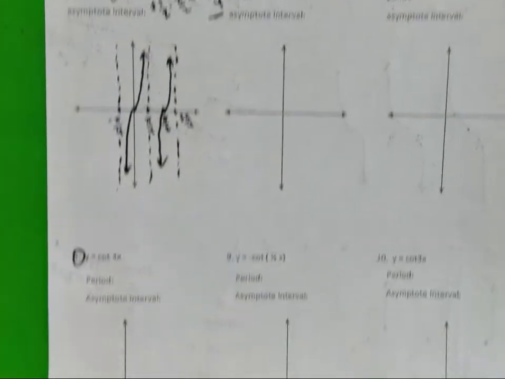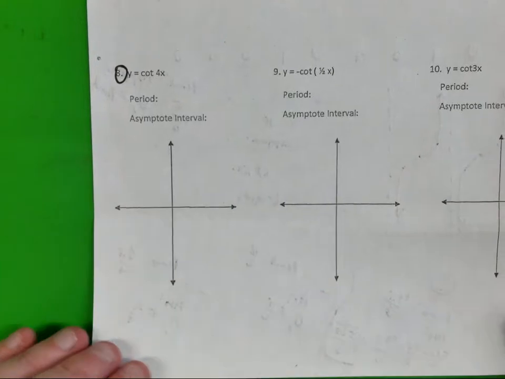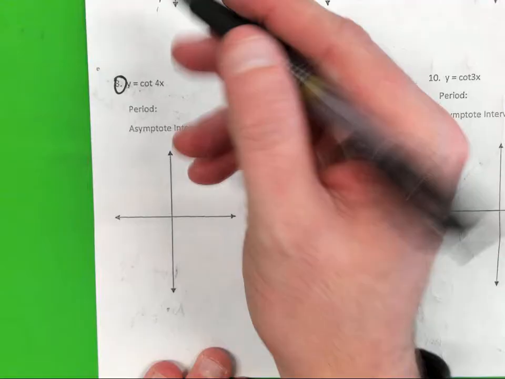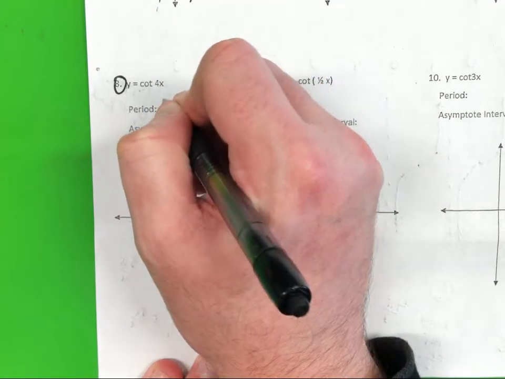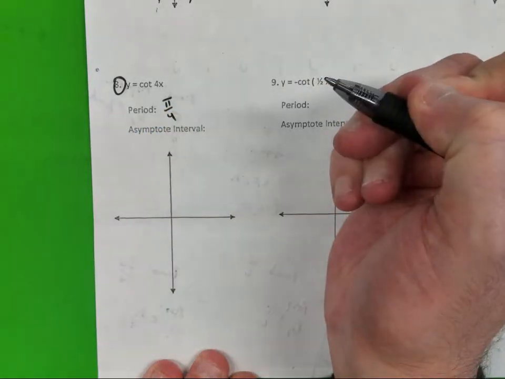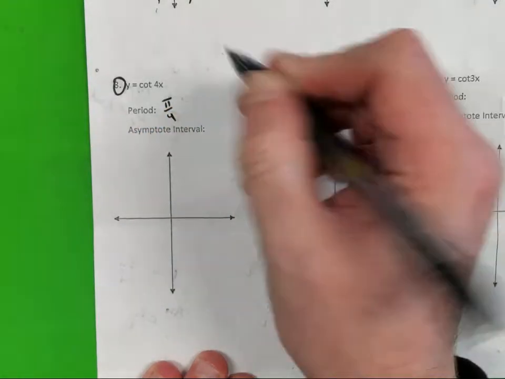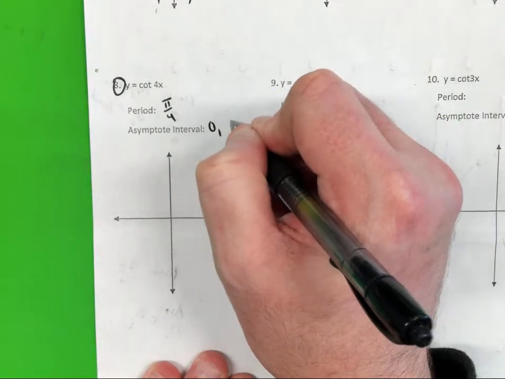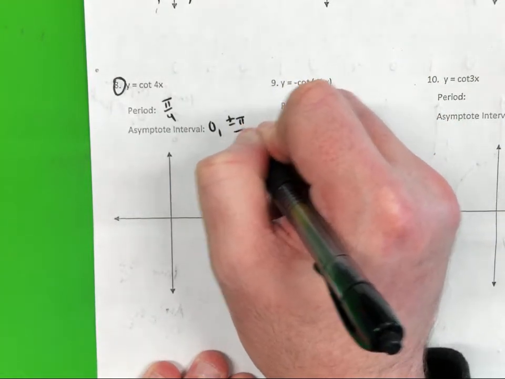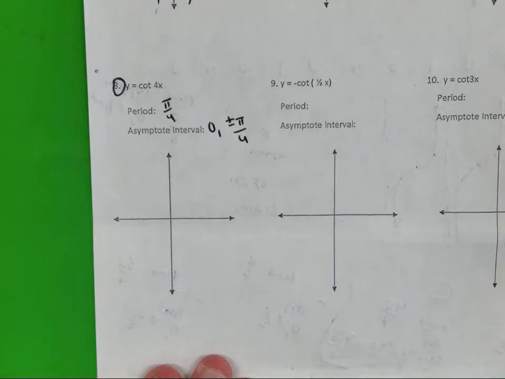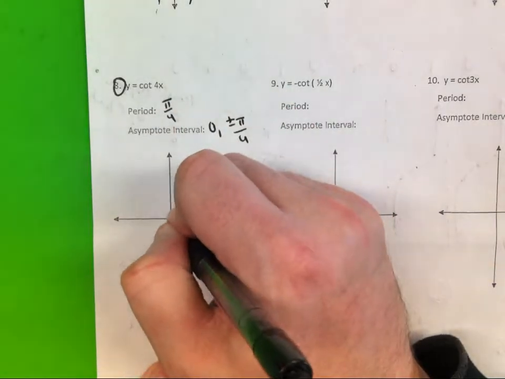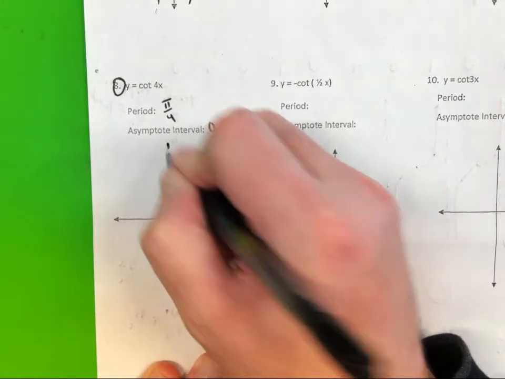Okay. Let's look at cotangent. Number 8. What would be my period here? Pi over 4. What is always your first asymptote for cotangent? And then it's going to be plus or minus the period, which is plus or minus pi over 4. Always graph your asymptotes first. So I got one going through the origin.